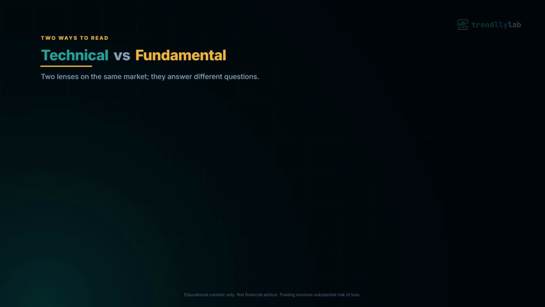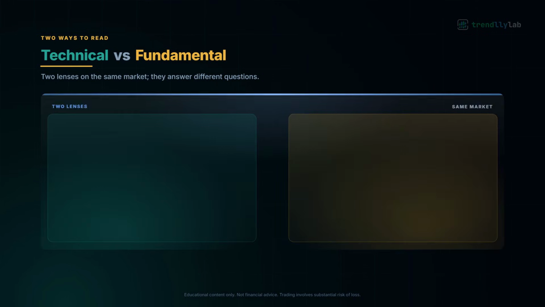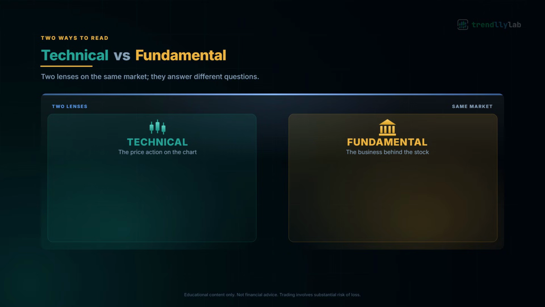The two disciplines study the same market through different lenses. One reads the price, the other reads the business behind it. Two lenses, one market. On one side, the candlestick chart. On the other, the institution that issued the stock. Technical is the price action on the chart. Fundamental is the business behind the stock. Set them against each other and rule off the comparison.